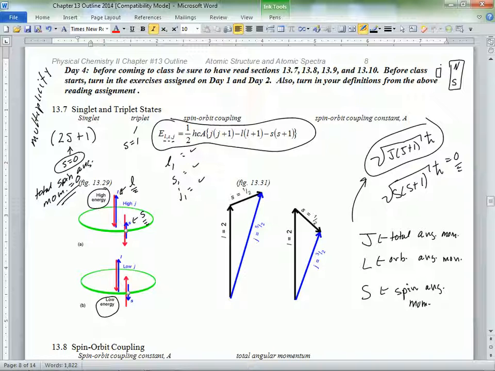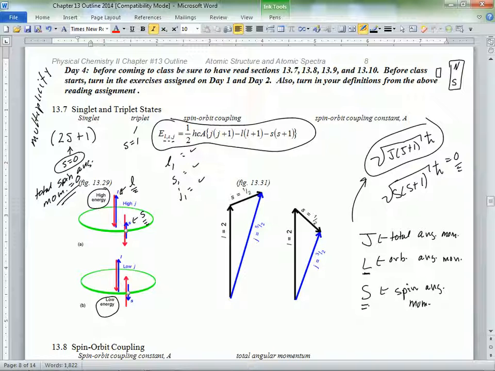Same way, north and south. So it's higher energy, right? Here they're attracted, for lower energy. So that's why they're saying that even though you have one electron, this orbital and this spin angular momenta are acting like little magnets, and there's two possibilities here.